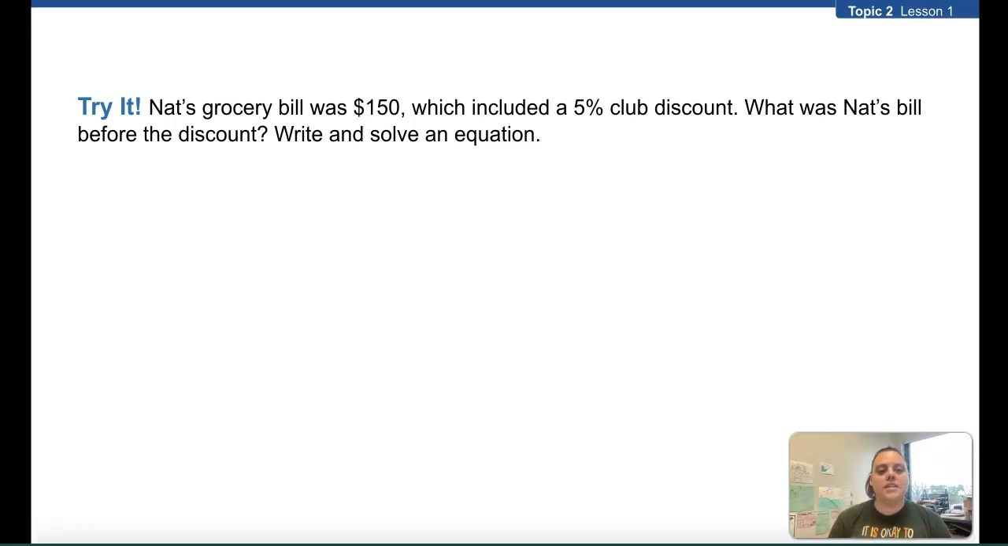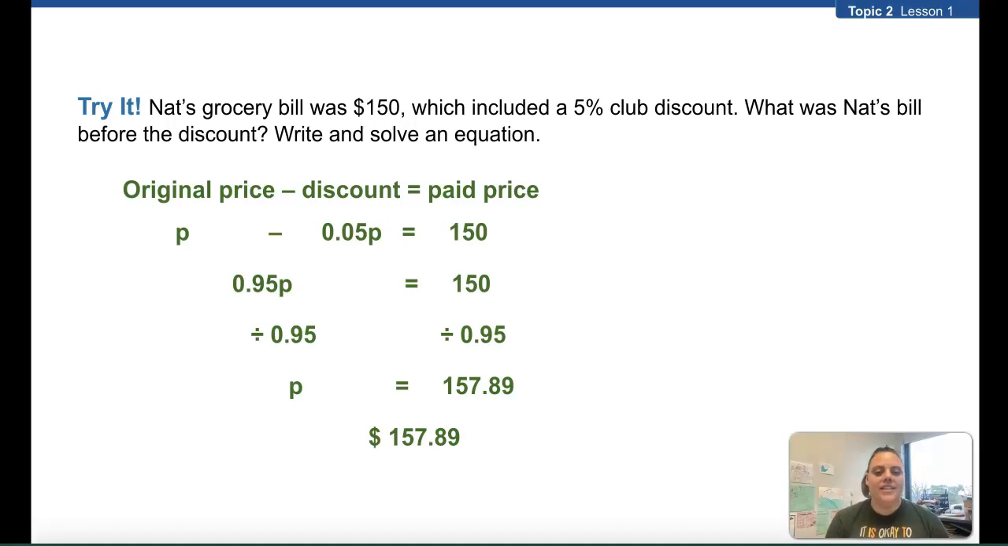Here is a very similar problem. Nat's grocery bill is $150. This included a 5% discount. What was the bill before the discount? So again, we know how much we paid, we know what the discount is, what was that original price? Pause the video now to figure out this problem, and when you're ready to move on, press play. Here is the answer for that. The original cost of the bill was $157.89. If you have any questions, please make sure you come and ask me.